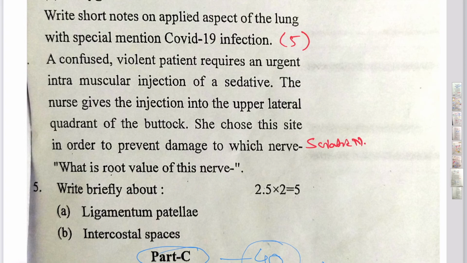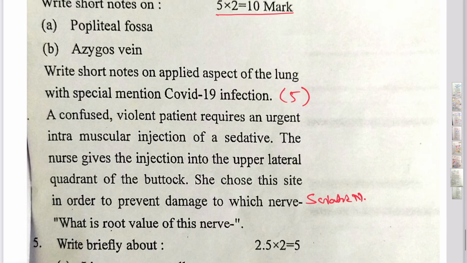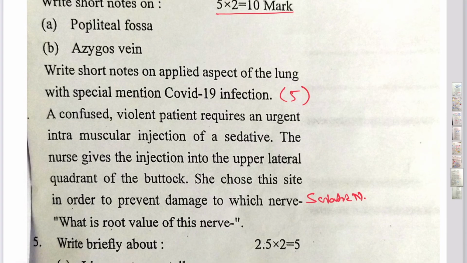And the root value, remember, this sciatic nerve is actually formed by 2 nerves. I'm drawing here the root value so you can remember the sciatic nerve. This is L4, L5, S1, S2, S3, S4.